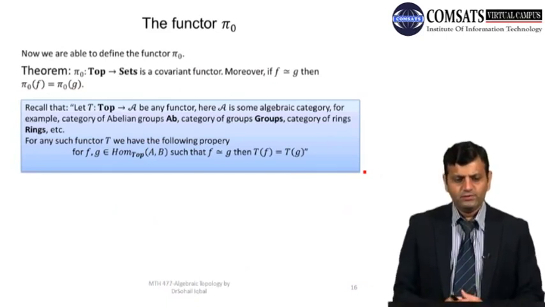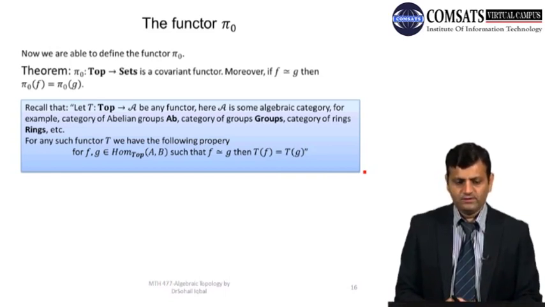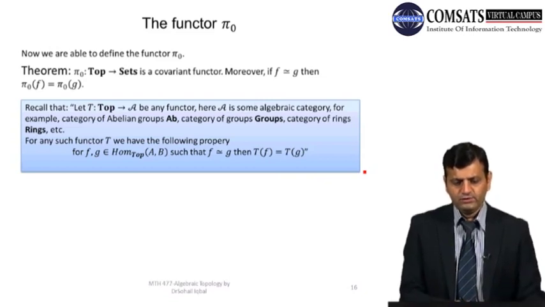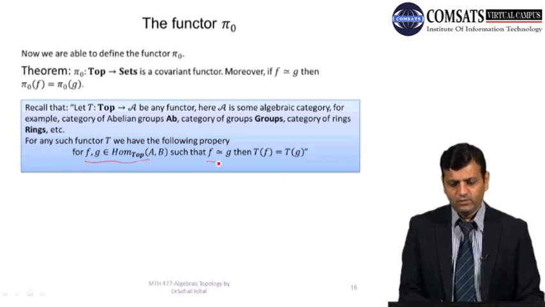So now we are able to define the functor, and also we have seen its properties. Recall that if we have a functor T from the category of topological spaces to some algebraic category, for example the category of abelian groups or category of groups or category of rings, then we saw that if we have two morphisms F and G, and if they are homotopic, then T of F is equal to T of G.